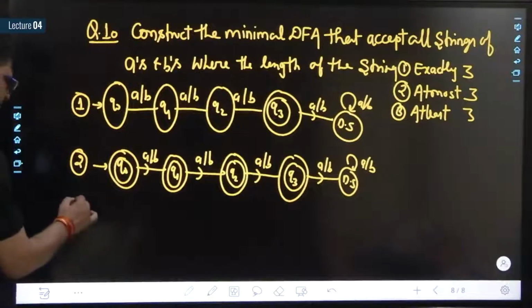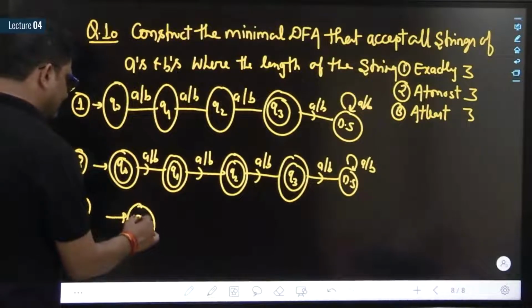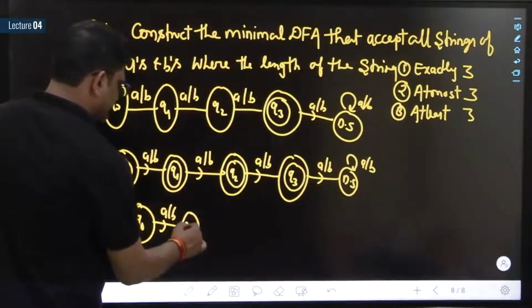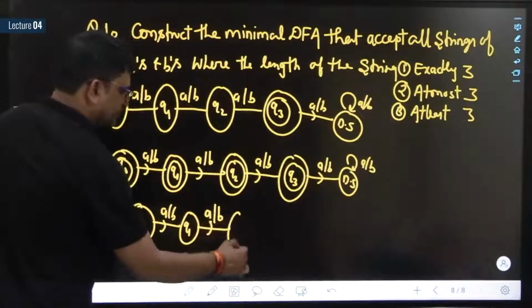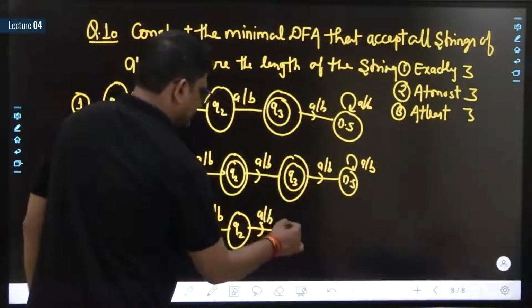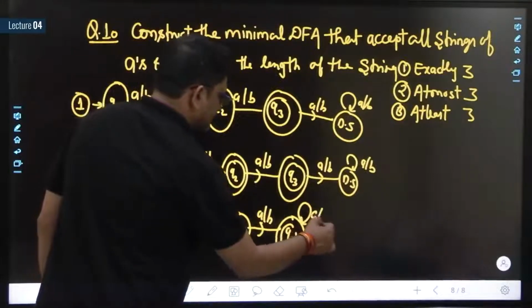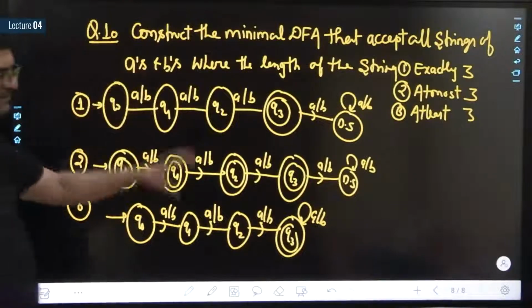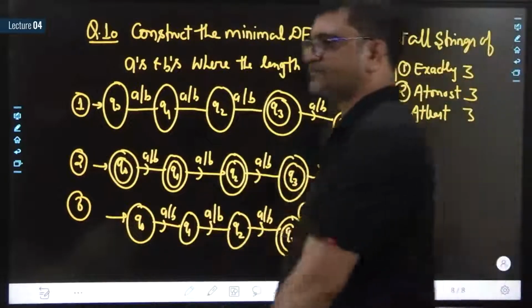Next, third one. At least 3. Q0, length 1, length 2, length 3, at least 3, any number of A's and B's. Clear? Now analyze the general way for this type of questions.